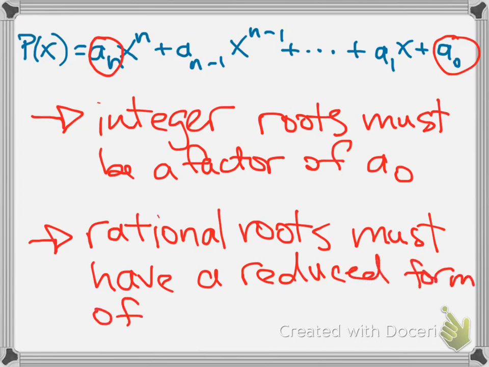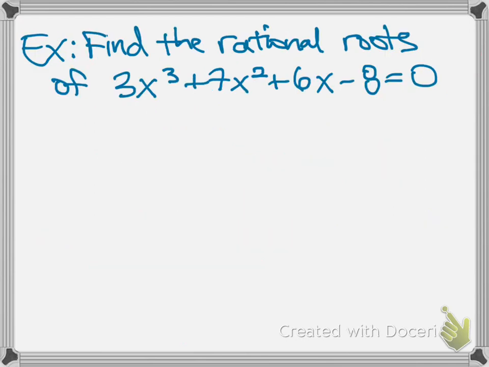And that reduced form is going to be of the form P over Q, where we say that P is a factor of the constant term. So P is coming from one of the factors of your constant term, and Q is coming from one of the factors of your leading coefficient. So let's do some examples, just to show you what the rational root theorem actually does for us.